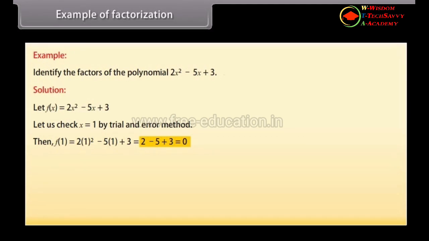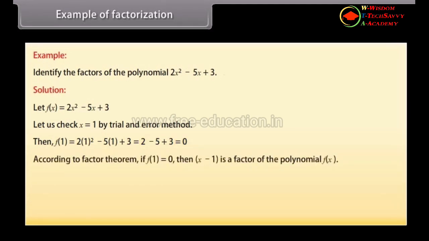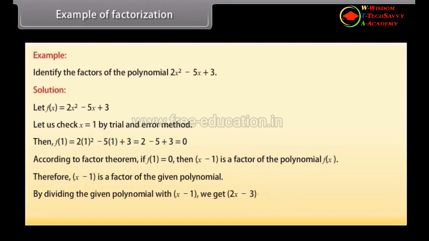which equals 0. According to factor theorem, if f(1) = 0, then x - 1 is a factor of the polynomial f(x). Therefore, x - 1 is a factor of the given polynomial. By dividing the given polynomial with x - 1, we get 2x - 3. So, the factors of the given polynomial are 2x - 3 and x - 1.